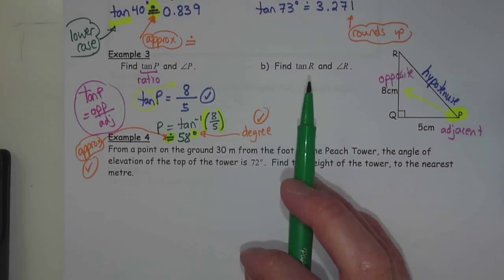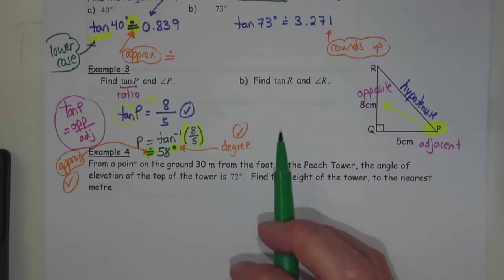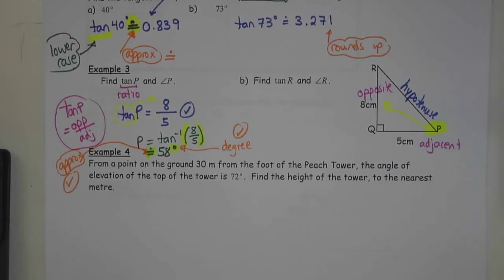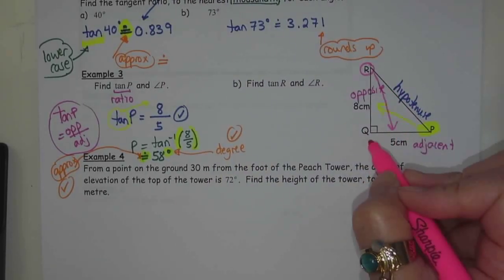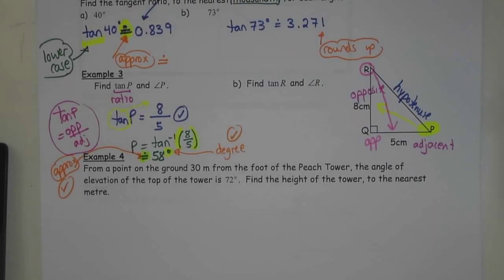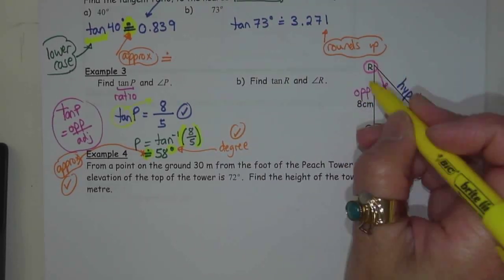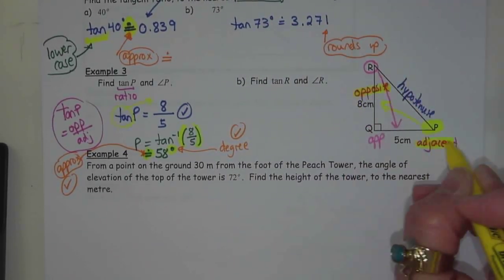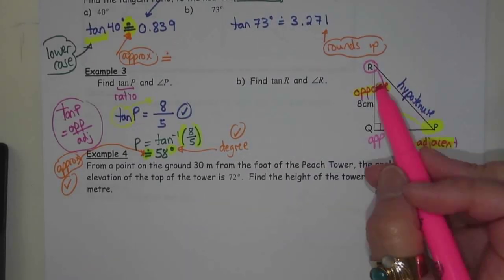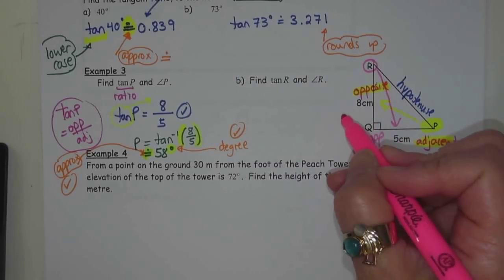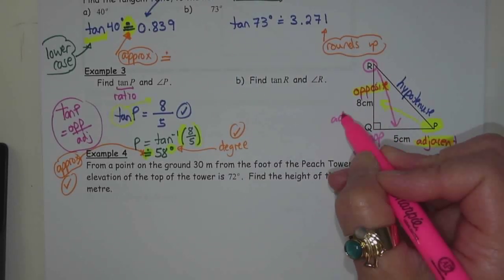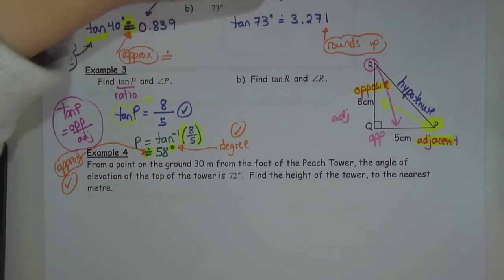Now, let's do that again for R. Hopefully it's getting a bit more comfortable. For R, if we're sitting here on the R side, this would be the opposite. For P, this one was the opposite and this one was the adjacent. If R is the angle for tan R, that would be opposite, and this one would be adjacent. Hypotenuse remains the same.